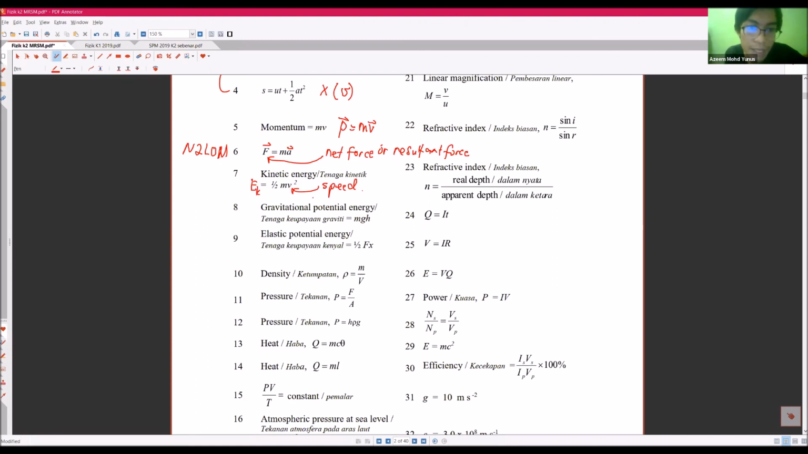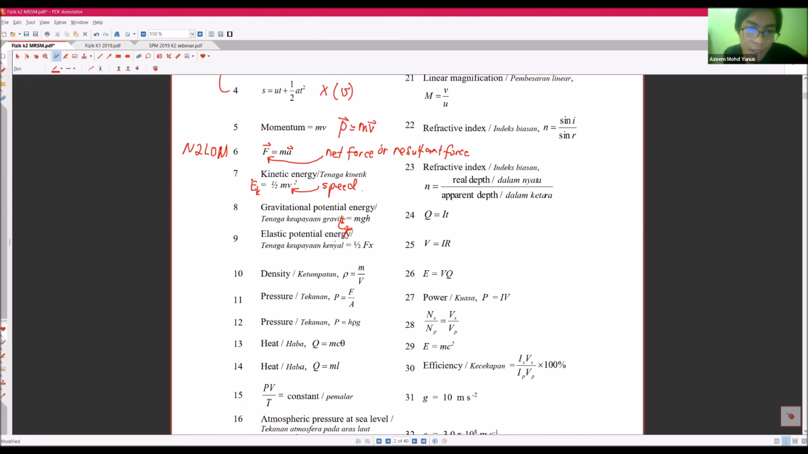Okay, gravitational potential energy, Ep equal to mgh. Again, all must be scalar quantities. But g, gravitational acceleration, usually is a vector, but we don't care about the direction, we just need the magnitude. So m g h, where h is the height or displacement, must be magnitude only, and doesn't need the negative sign. If there is a negative sign, then you need to remove the negative sign.